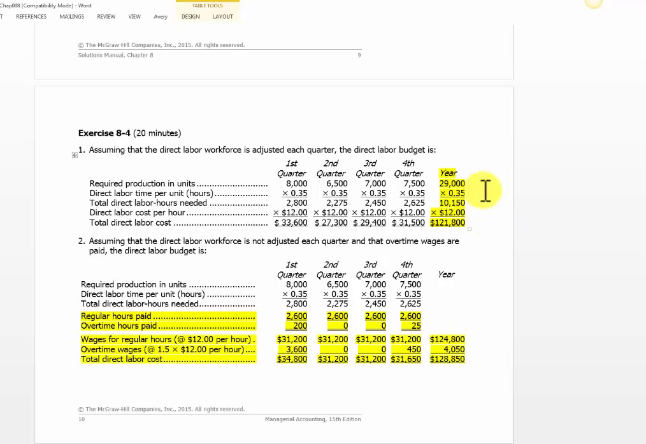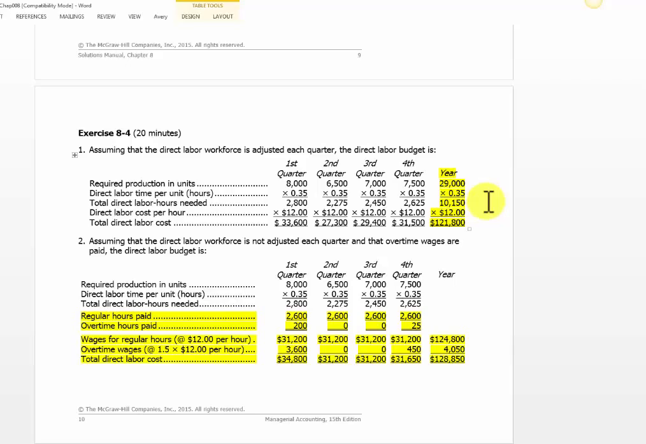You can also check it on the right-hand side for the year by multiplying the 29,000 production units times 0.35 direct labor hours per unit. That equals 10,150 at $12 per hour. That equals the 121,800.